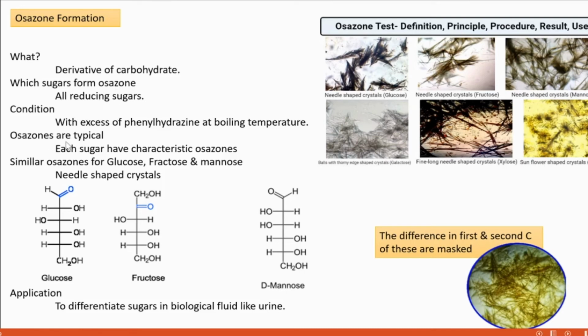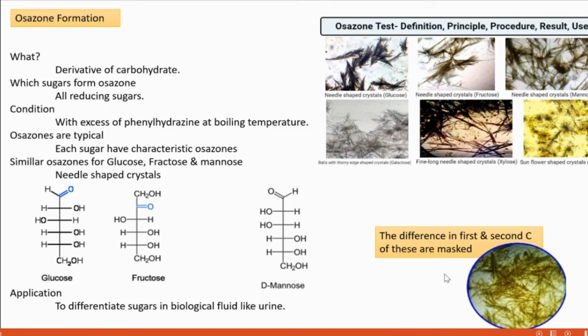And the osazones are typical. Each type of sugar has its own osazone. These are the pictures of different osazones for different sugars. But for glucose, fructose, mannose, the osazone form is the same. It's a needle-shaped crystal shown here. The same type of osazone is forming for glucose, fructose, mannose.